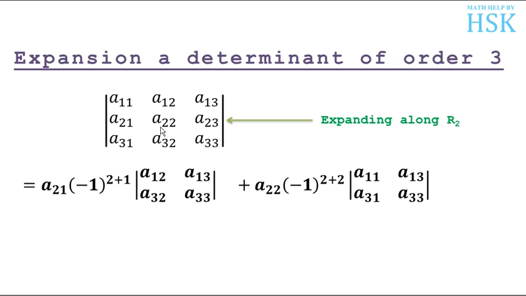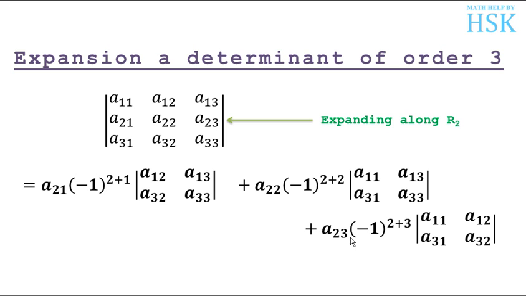Second, we are going to take a22, the next element of the second row, multiplied by minus 1 to the power of 2 plus 2, because the element is placed in the second row, second column, into the determinant obtained by removing the second row and the second column. So this will be equal to a11, a13, a31, a33.